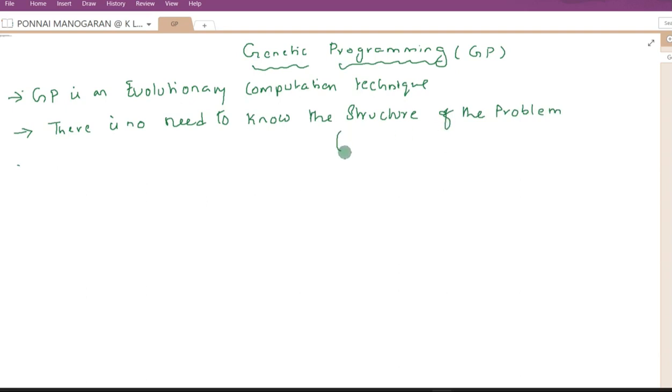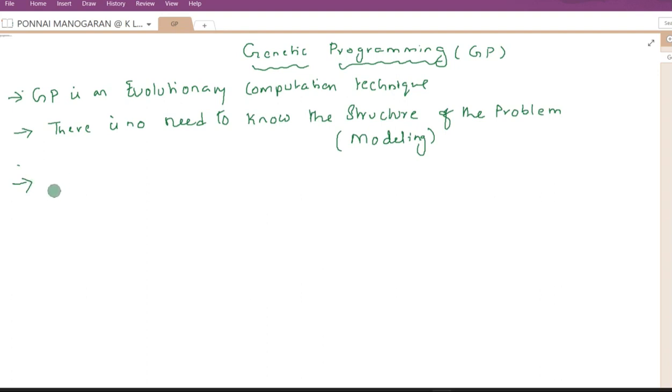In fact, structure means modeling. What type of modeling? An equation you should know in advance. There is no need for the user to find the modeling equation for the problem. Genetic programming, with different operations, will try to find its own mathematical model or structure for the problem.